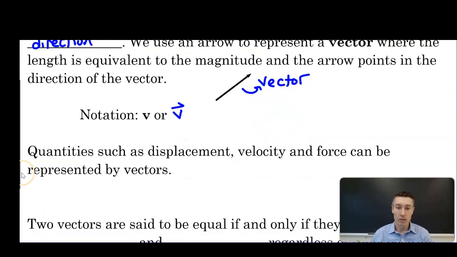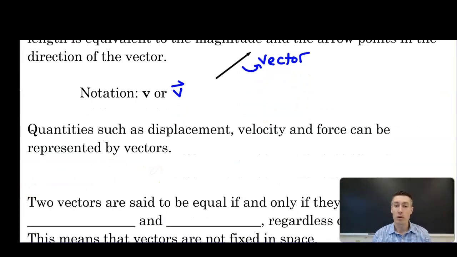As far as applications of vectors, quantities such as displacement, velocity, and force can be represented by vectors. And we're going to see these applications throughout the course in different aspects.